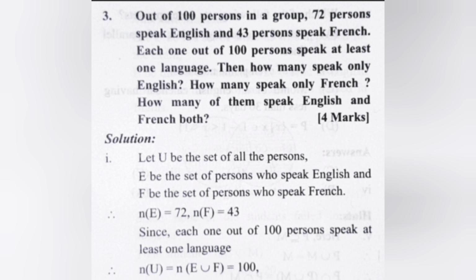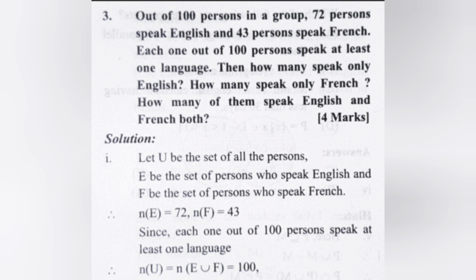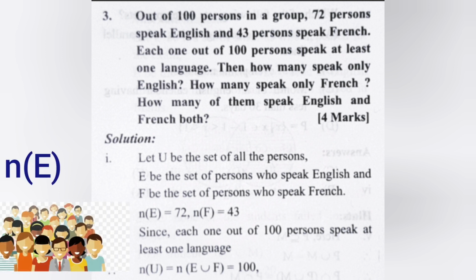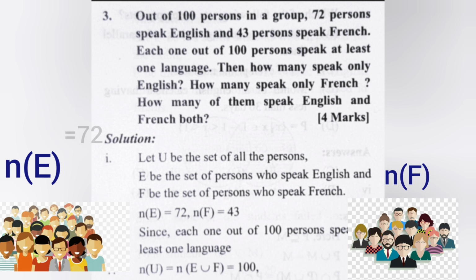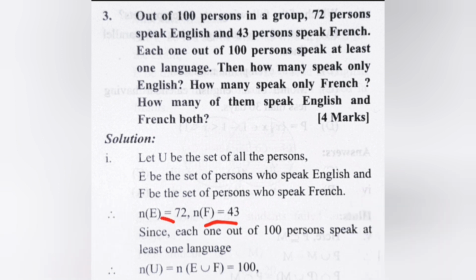Okay, so first of all, let U be the set of all persons. Because this is our universal set. There are 100 persons. E is the set of persons who speak English and F is the set of persons who speak French. So number of E is 72 and number of F is equal to 43. Since each one out of 100 persons speaks at least one language, number of U is equal to E union F equals 100. So each and everyone speaks at least one language.